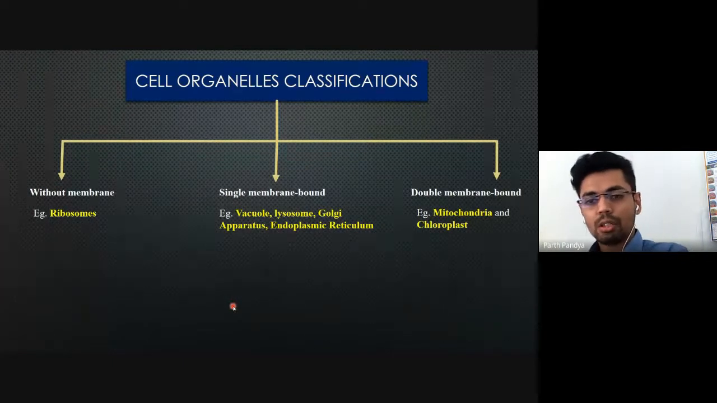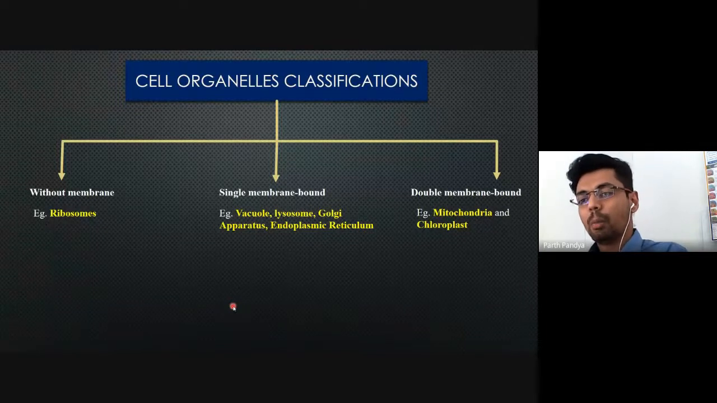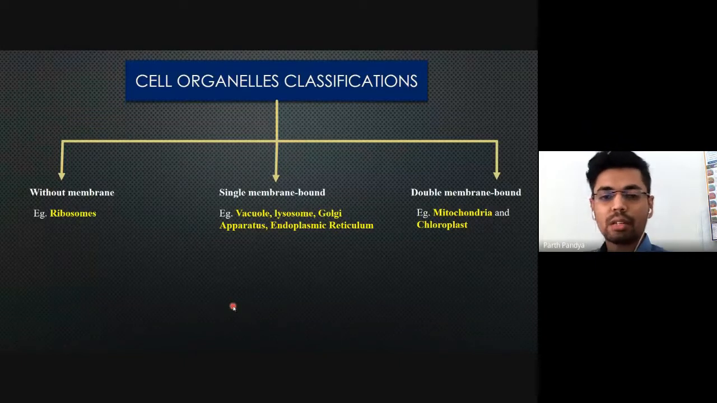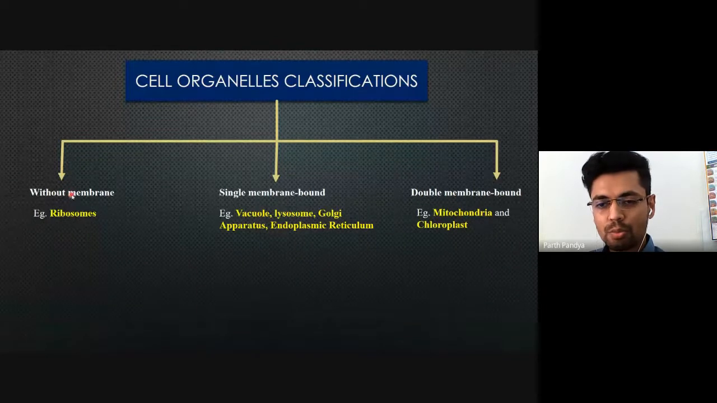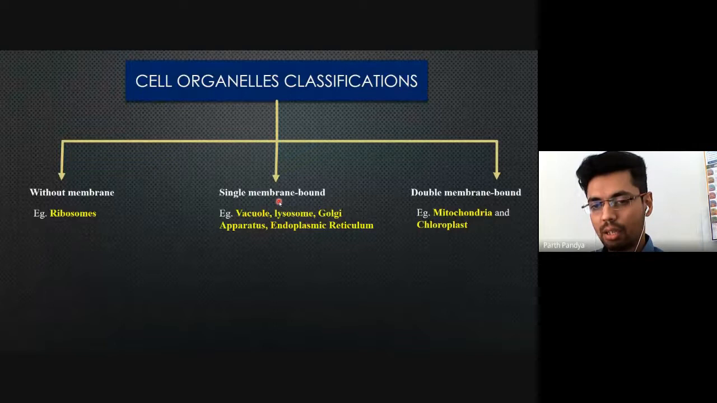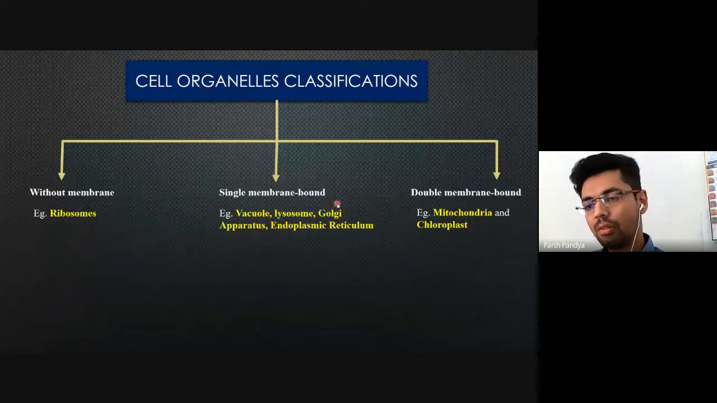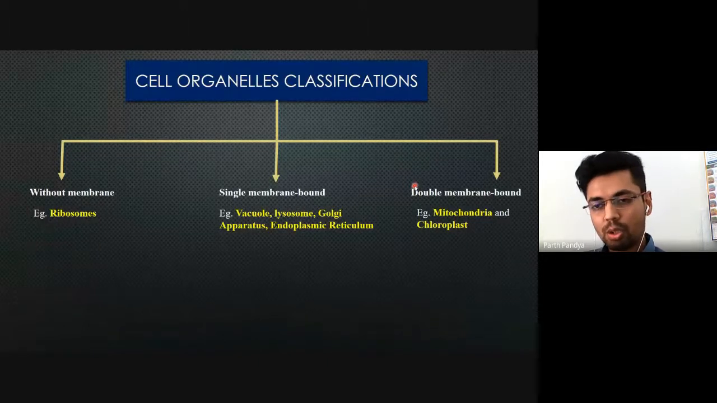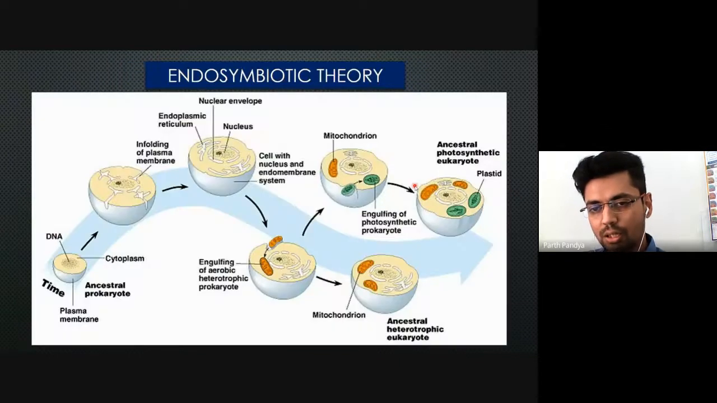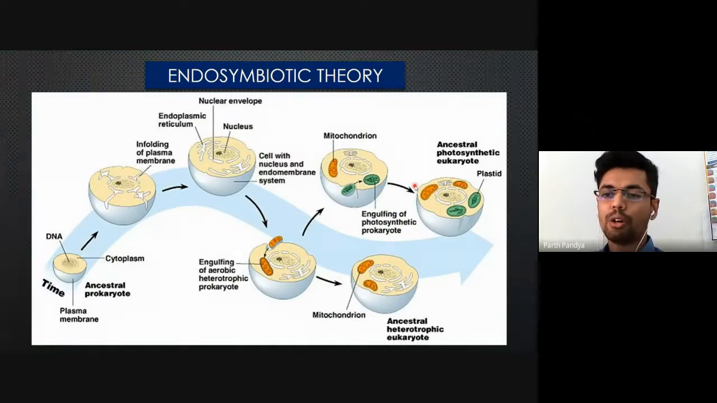If we talk about cell organelle classification on the basis of the membranes present, they are classified under 3 conditions. First, where there is no membrane, an example being the ribosomes. Second, a single membrane, that is vacuole, lysosome, Golgi apparatus, and endoplasmic reticulum. Third, a double membrane system, which is the mitochondria and chloroplast. So we'll start with the mitochondria first, and to initiate that, we'll go to the endosymbiotic theory.